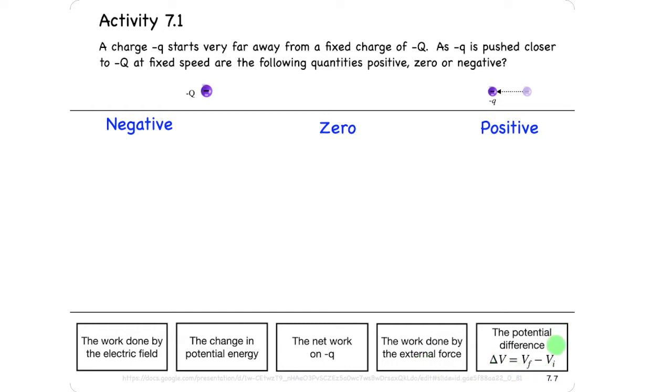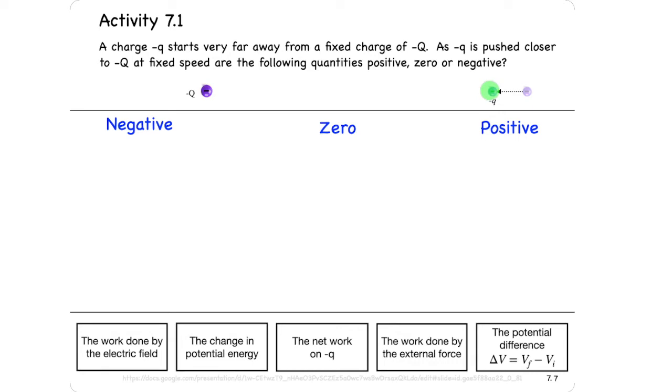And the potential difference, we haven't discussed this yet. So maybe this activity is coming a little early. But let's just call this the potential energy difference between the final and the initial point. So see if you can work with your groups to categorize these 5 quantities as either being negative, 0, or positive.